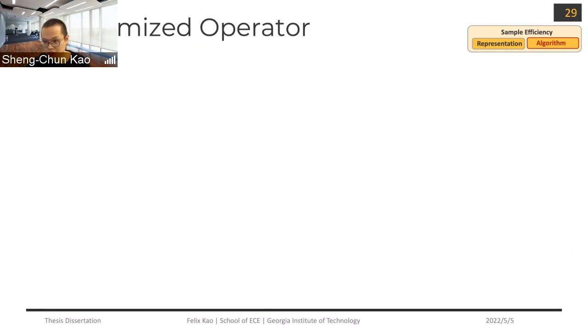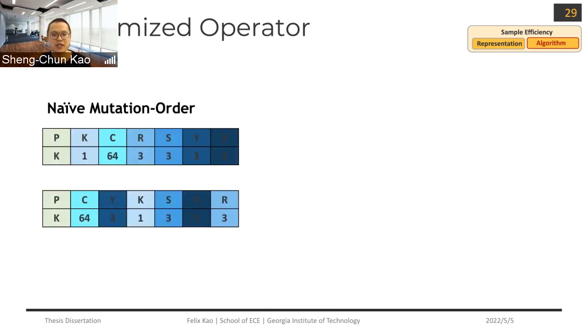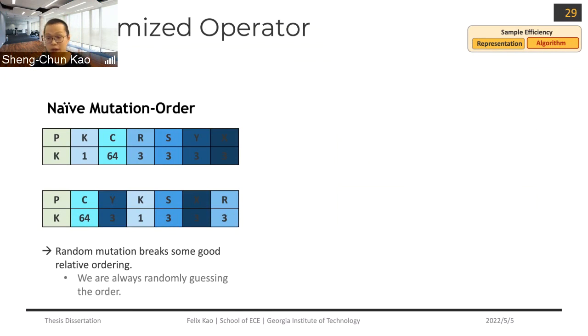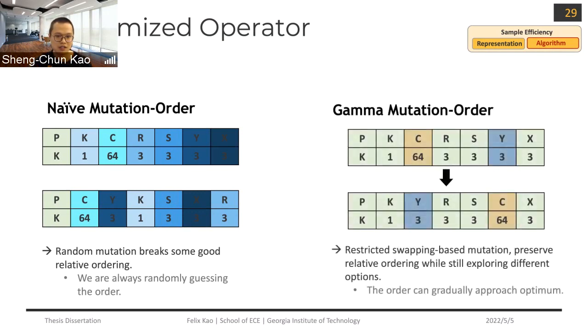Second, mutate order. We can do any permutation like this. However, random mutation breaks some good relative ordering, which means we are always randomly guessing the order, and randomly guessing is not sample efficient. In Gamma, we mutate the order by swapping the order of two dimensions. It preserves most of the relative order, and the order can still gradually approach some optimum.